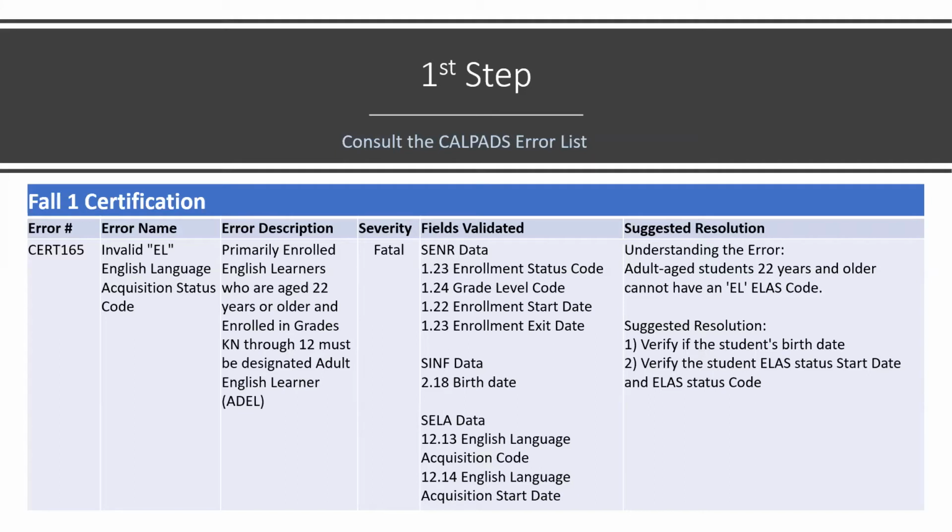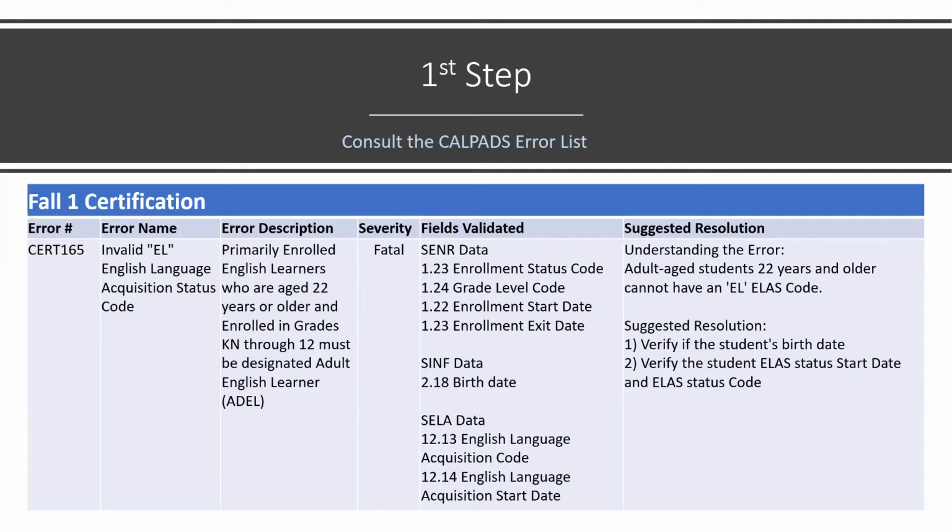And so CALPADS gives us the suggested resolution. Understanding the error in this case just reiterates the problem. Adult age 22 years old cannot have an EL status code. And then the suggested resolution says verify the student's birth date. That's why we're going to look at the demographic information in the SIMF. And it says verify the student's English language status start date and status code.